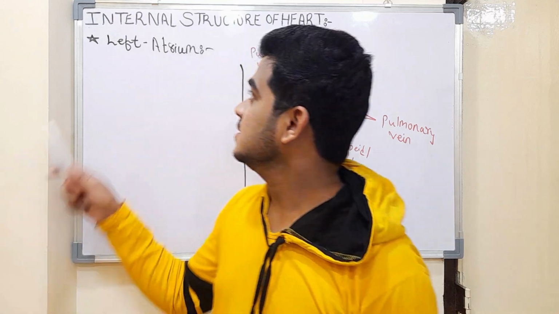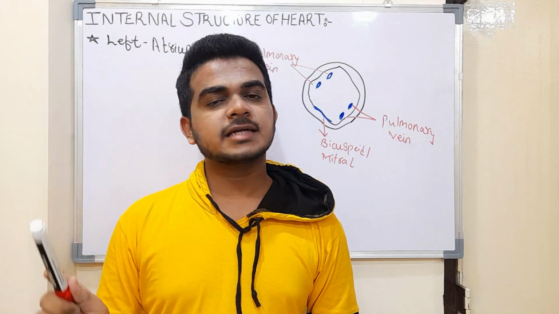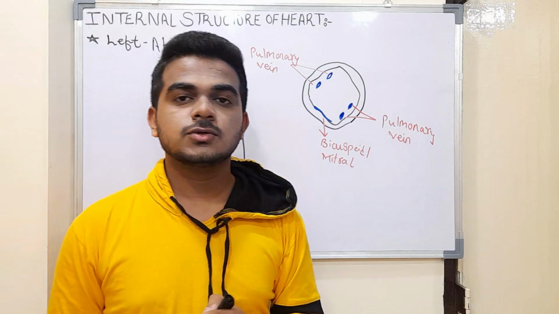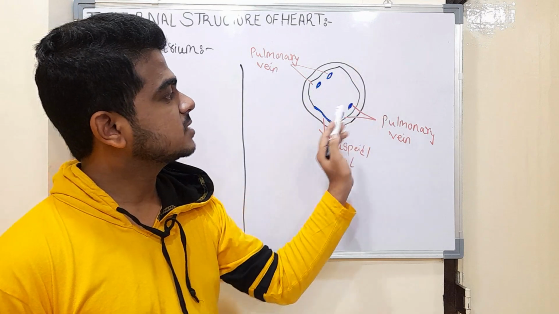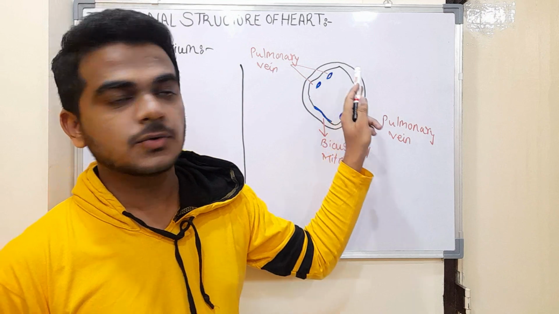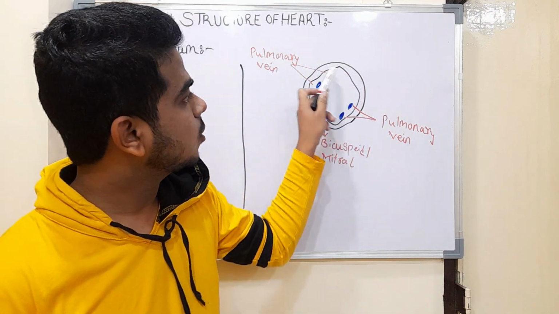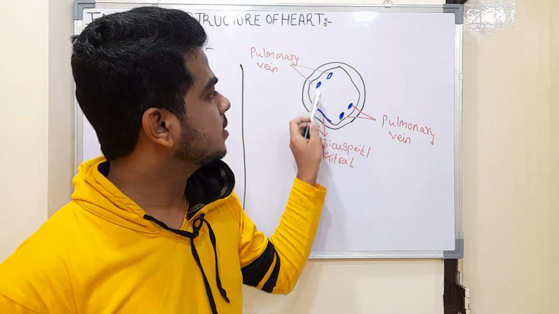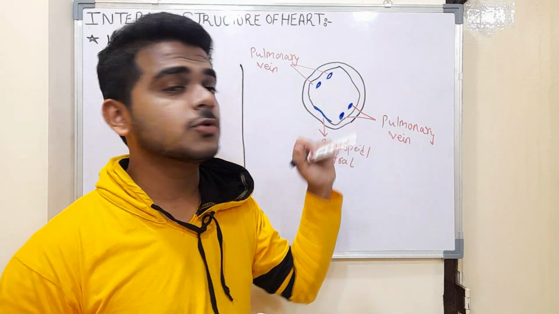Next point is the left atrium. We are already done with the right side, the right atrium and right ventricle. The next point is the left atrium. The left atrium is very simple and easy to understand. It is the upper chamber of the heart, present on the left side of the heart. The left atrium shape is quadrangular. Quadra means four-angled shape. And a small ear-like structure is present posteriorly.